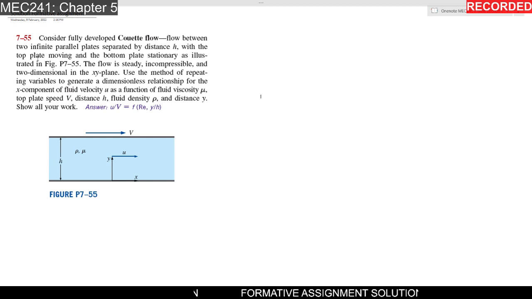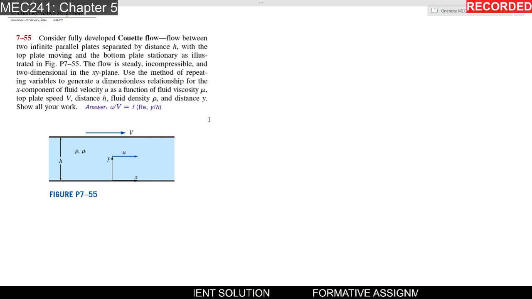With the top plate moving to the right side, and the bottom plate stationary. The bottom plate is fixed, so the only one that moves is the upper plate. The flow is steady, incompressible, and two-dimensional in the xy plane. Use the method of repeating variables to generate a dimensionless relationship for the x component of fluid velocity u.